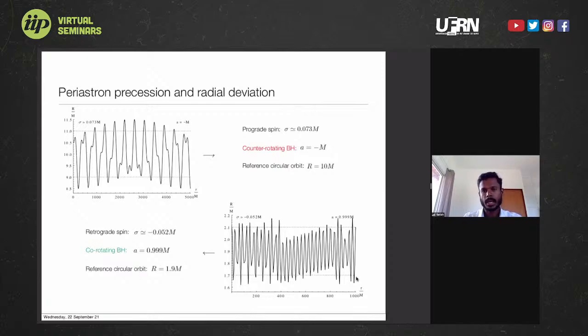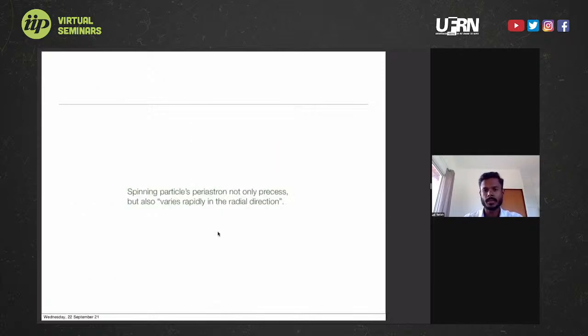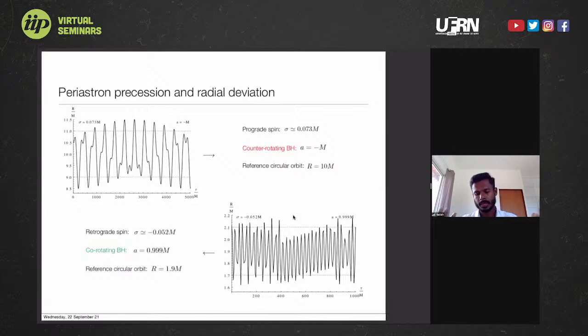So from this analysis, what we understand is that when the spinning particle is orbiting the Kerr black hole, the periastron not only precesses but also varies rapidly in the radial direction. It depends on the magnitude and the direction of the spin of both objects, the spin of the particle as well as the spin of the black hole. For example, when Mercury is orbiting around the Sun, we don't see this effect because Mercury is almost in the same phase as that of the Sun. It is not a rapidly rotating object.